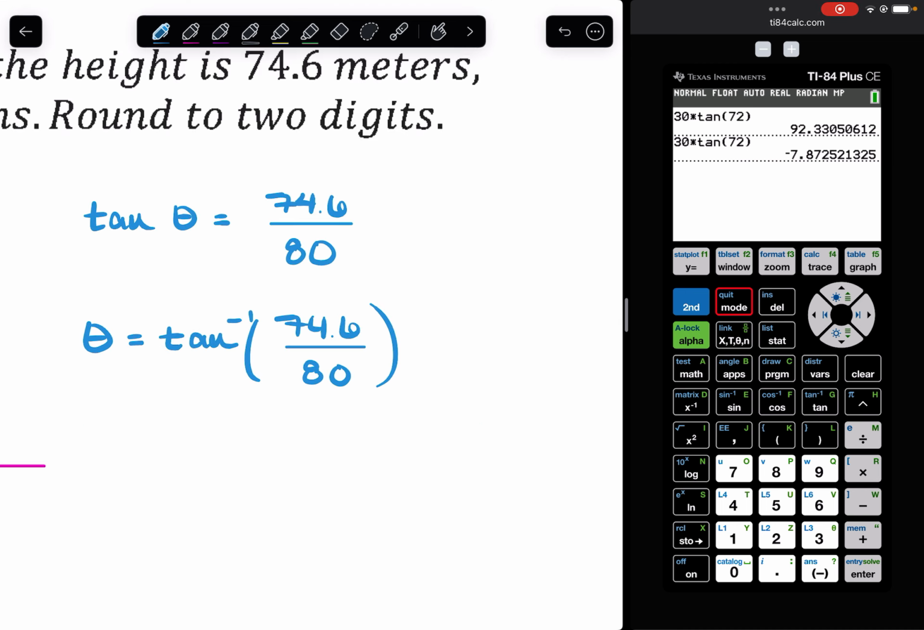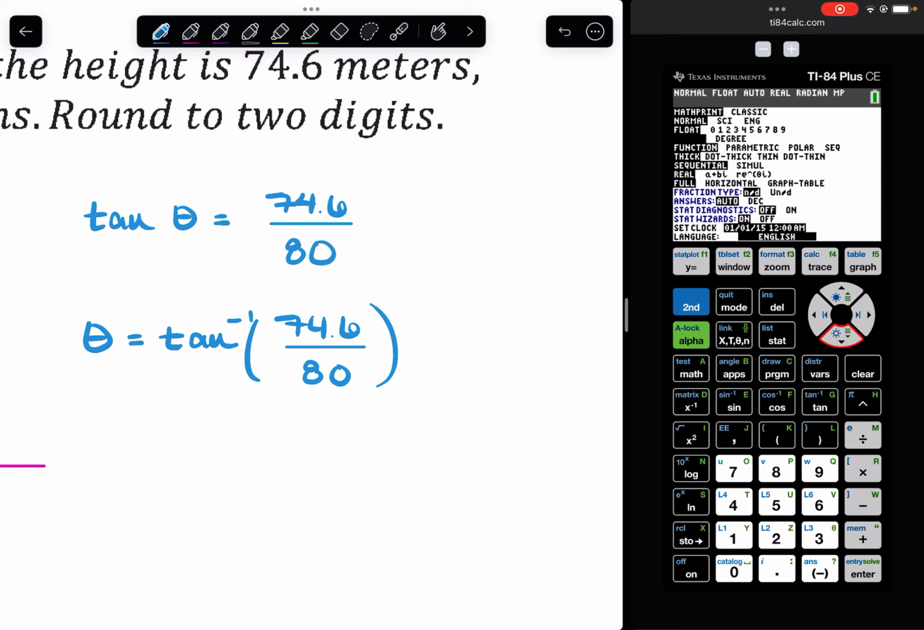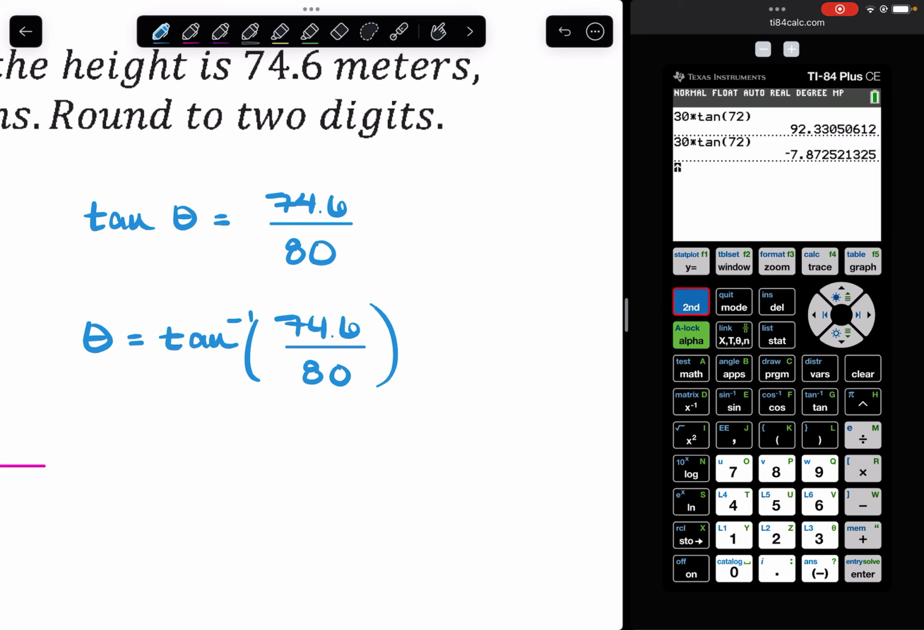Now, we just need to be very careful that we are in the correct mode. So we were asked for two answers here, one in degrees, one in radians. So I'm going to stick with degrees first. All right, I'm in degree mode, so quit. So I'm going to go second tangent, that gets me my inverse tangent. Alpha y equals is my shortcut for my fraction template. 74.6 divided by 80, close my parentheses.